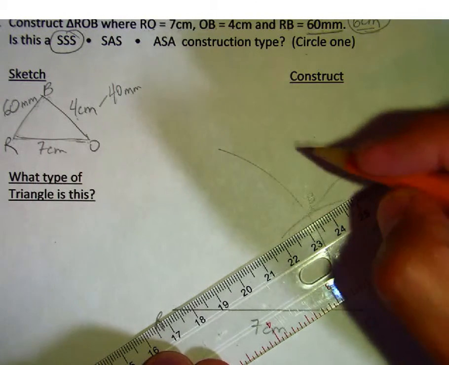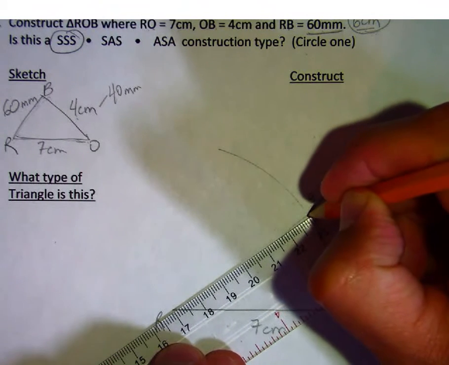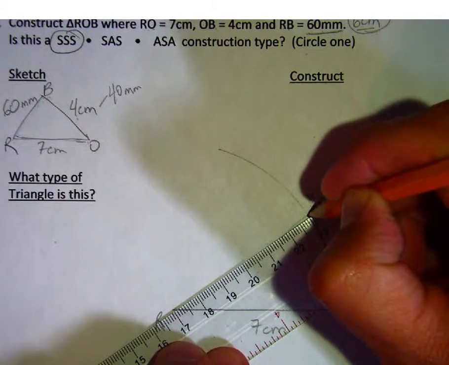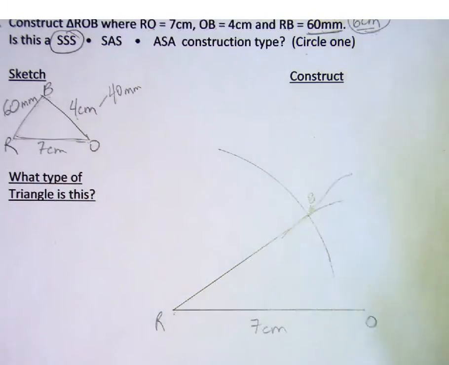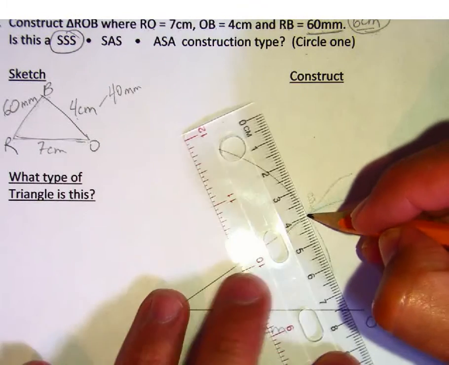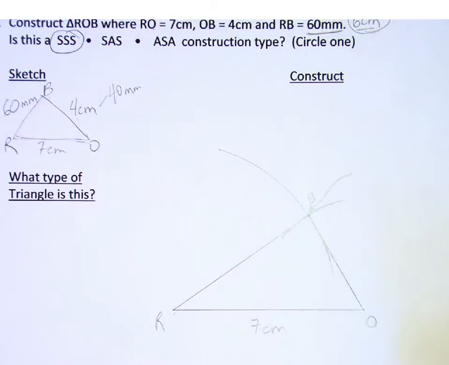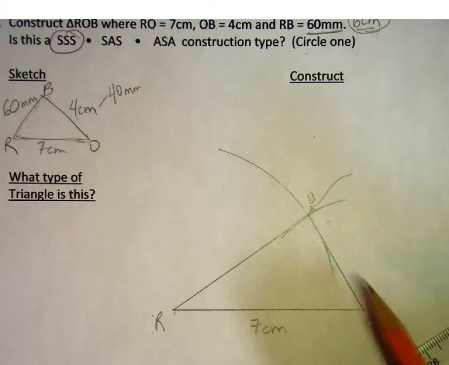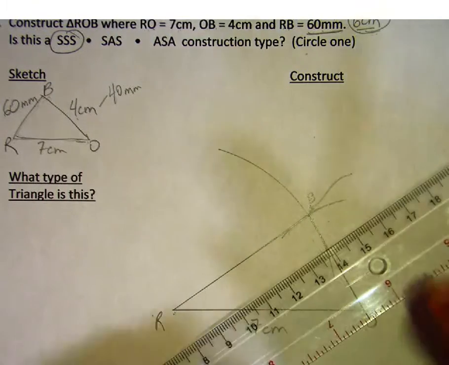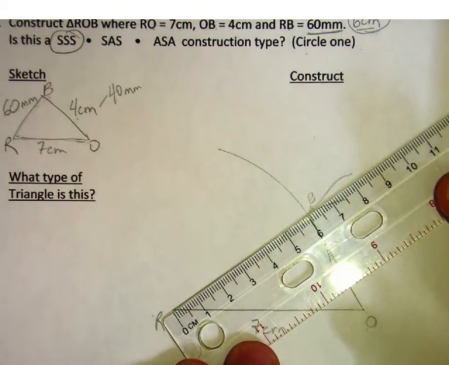is very carefully connect the intersection of the arcs to the end of both lines, or to the end of the line at R and the end of the line at O. As carefully as I can. And there we go. We have triangle ROB. That's 7 centimeters. I can measure. This should be 6 centimeters or 60 millimeters, and this should be 4. Looks good there.